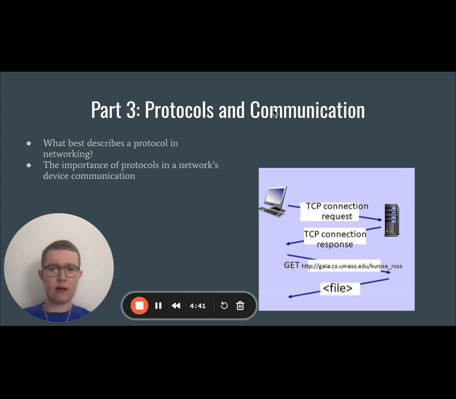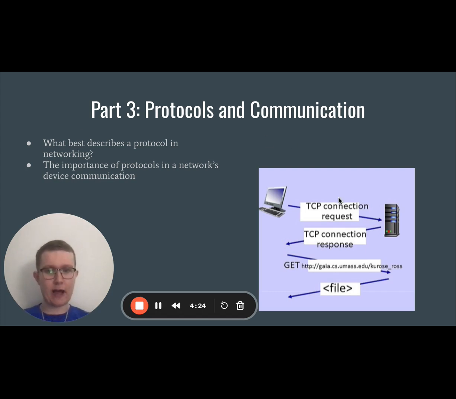To understand how this works, we obviously need to understand what a protocol is and the importance of protocols in a network's device communication. Protocols are just the rules that allow devices to communicate over a network. There are several of these, such as HTTP, TCP, and IP, which I'm going to get into in the next slide.